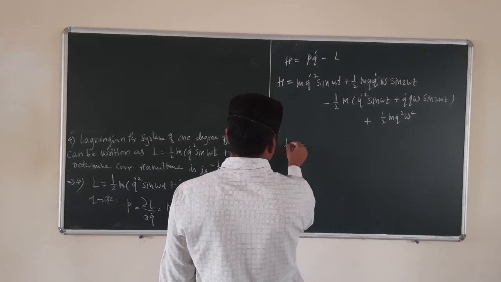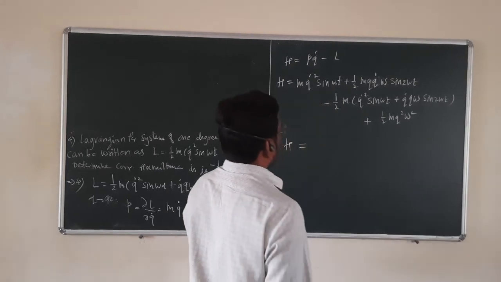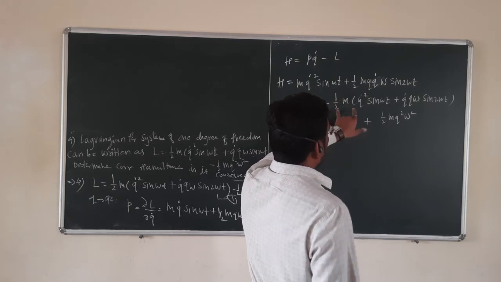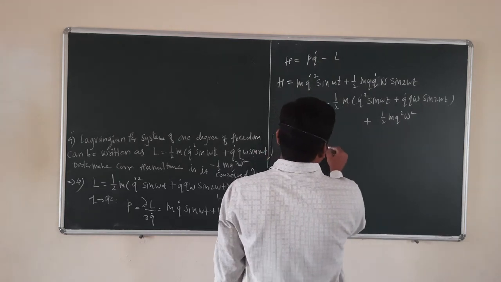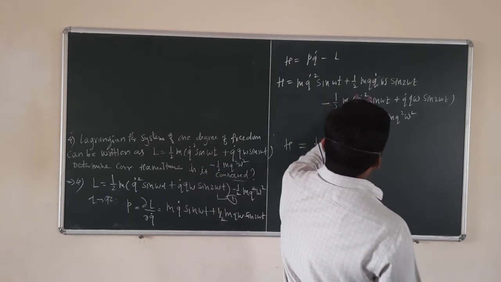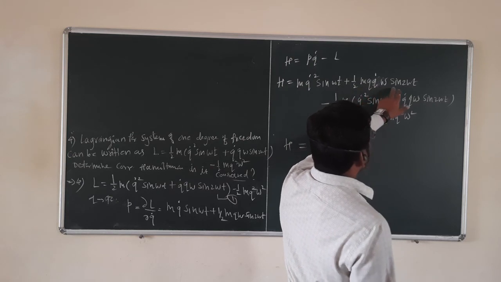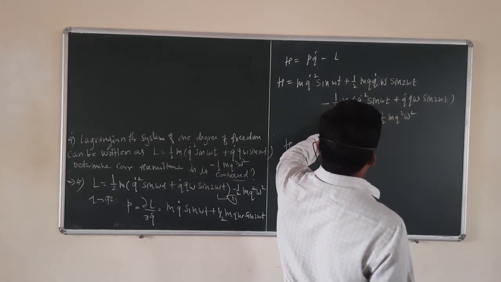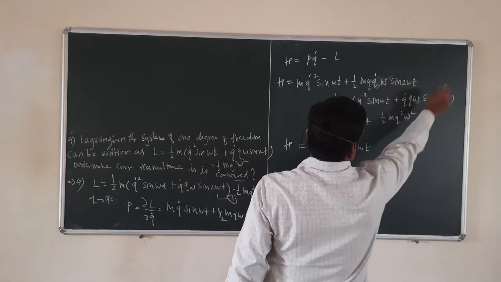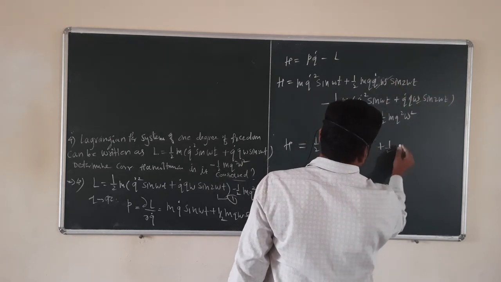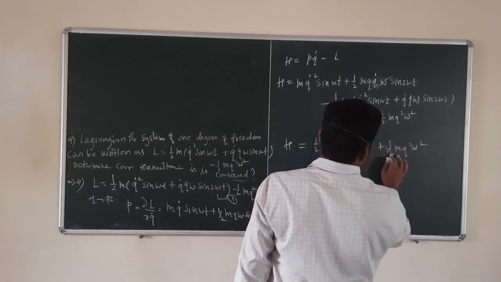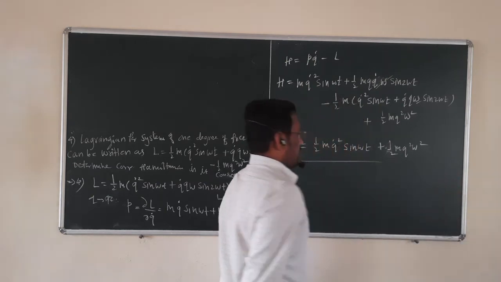So the Hamiltonian H is equal to m q dot squared sine omega t minus 1 half, so we get 1 half m q dot squared sine omega t. The next term is 1 half m q dot q omega sine 2 omega t minus 1 half m q dot q omega sine 2 omega t, so this term cancels with this term, plus 1 half m q squared omega squared. So this is the Hamiltonian.